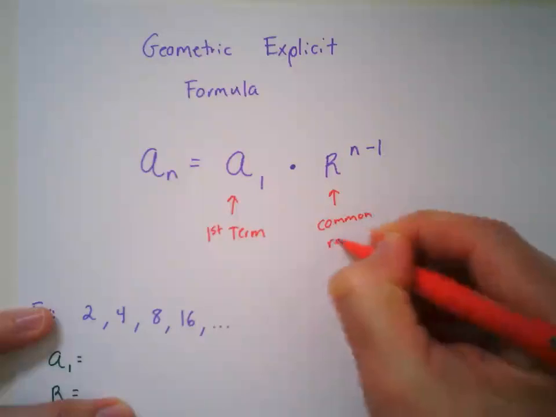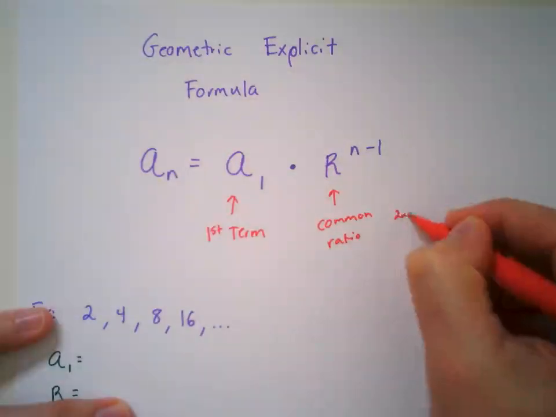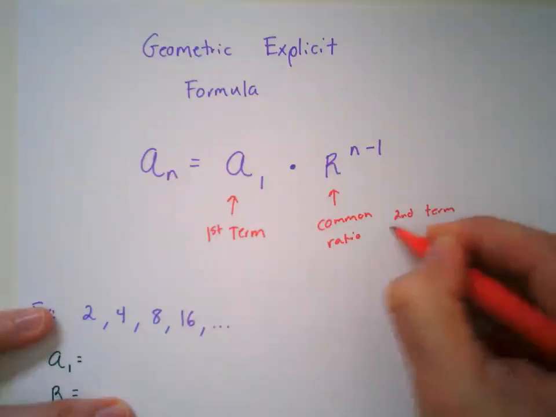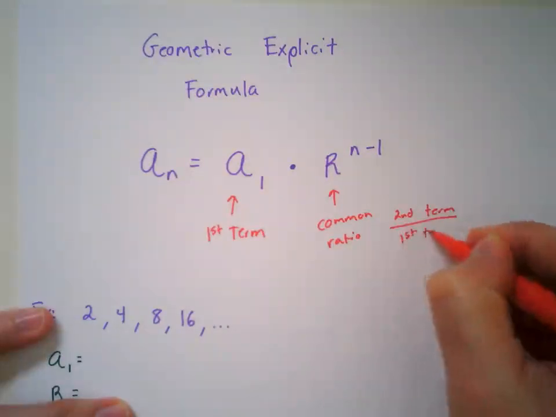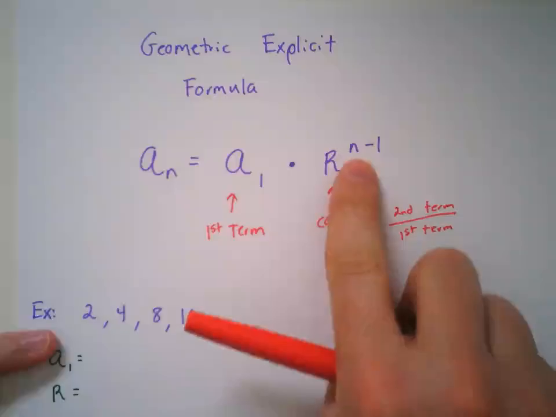So right here, this is your common ratio. We've talked about how to find that. You take your second term divided by your first term. That is how you find your common ratio. And then n minus 1.